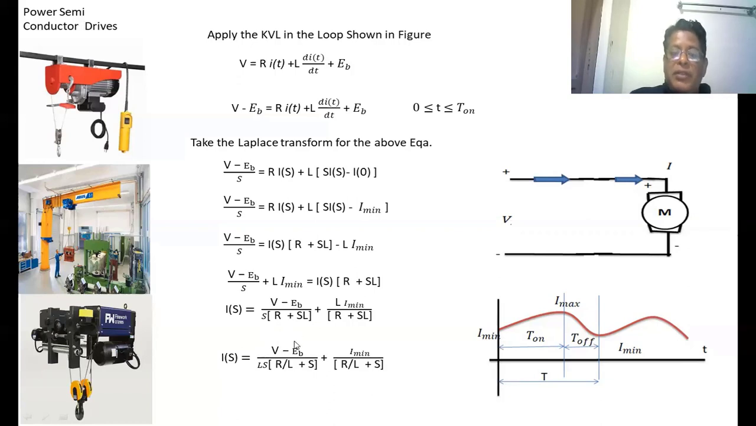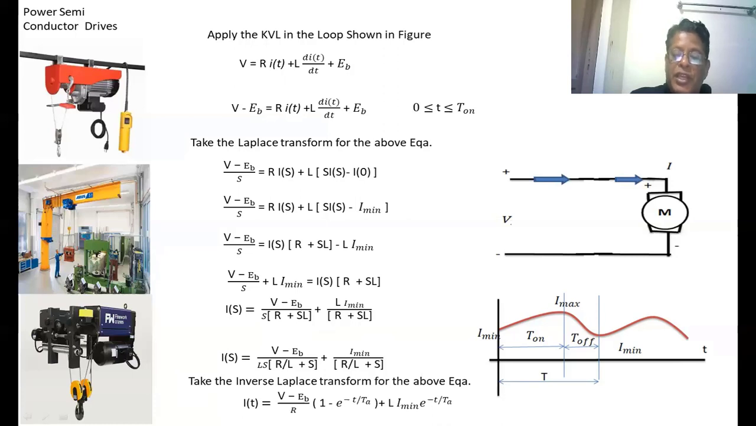If we take the inverse Laplace transformation for this equation, we get I of t equal to V minus EB by R into 1 minus e to the power of minus t by ta, plus I minimum into e to the power of minus t by ta, where ta equal to L by R, nothing but the time constant of the load, where L is the inductance of the armature winding and R is the resistance of the armature winding of the DC motor.